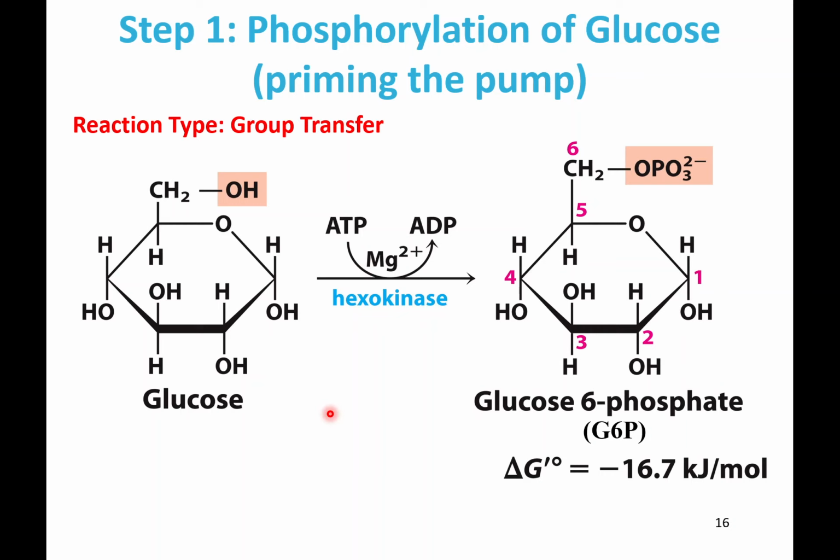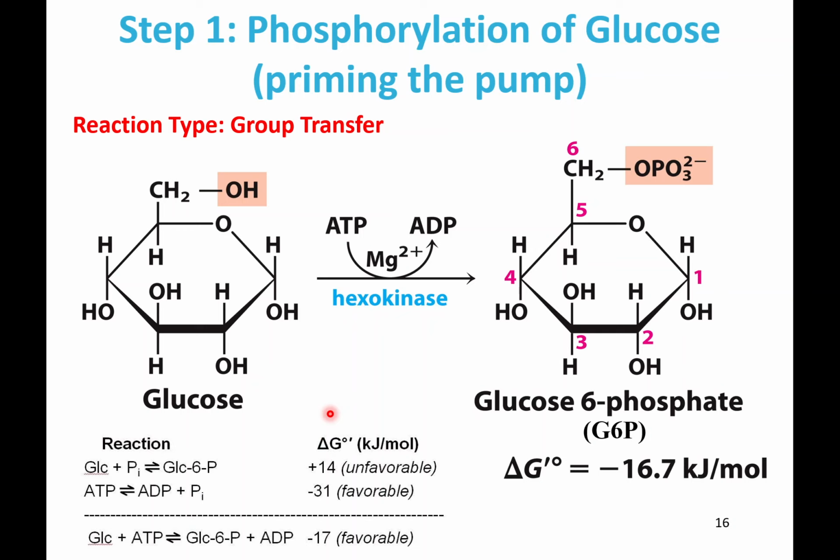So what reaction type is this? If we think about the reaction types we talked about in chapter 13, it's a group transfer. You're transferring a phosphate. And the reaction itself, if you just look at the reaction, glucose plus inorganic phosphate going to glucose 6-phosphate, has a very positive delta G value, which would be unfavorable, but you're coupling it to the hydrolysis of ATP, which is a very negative delta G. And so this reaction, by coupling those, becomes favorable.